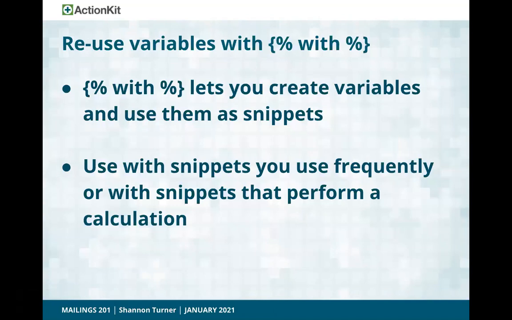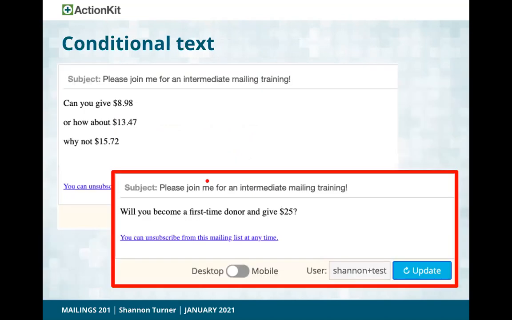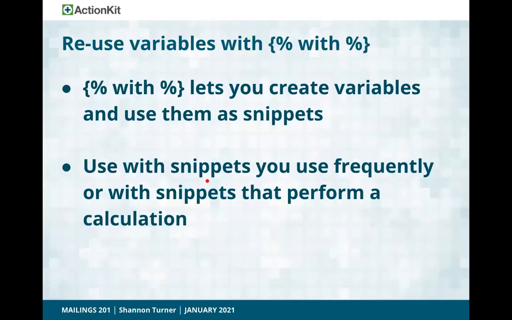Now, I'll show you in a minute how you can use the with tag, but for now I want to explain what it is, why it's important, why we should use it. So most commonly, you'll use the with tag as a shortcut to help save yourself a bit of time in typing when you have a snippet that you're using over and over and over again. Like in this previous example, when we're using donations.highestprevious over and over again, like we're using it 4 different times here. Easy to make a typo, easy to make a mistake.